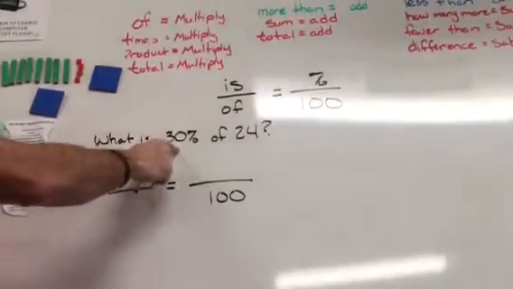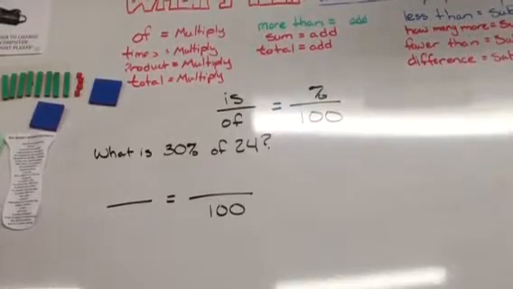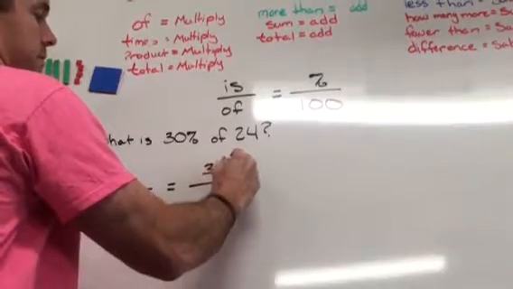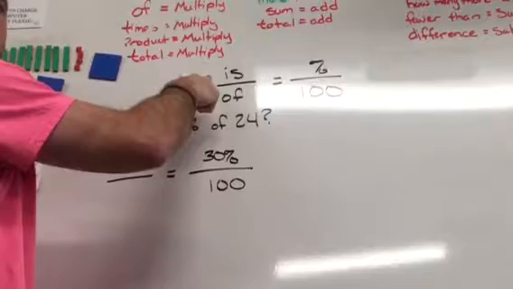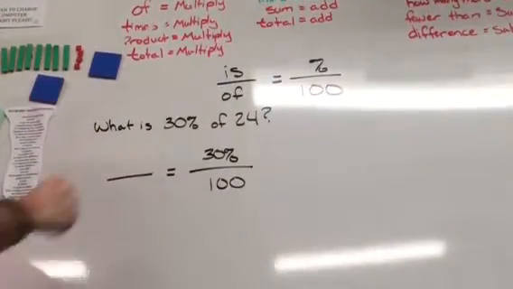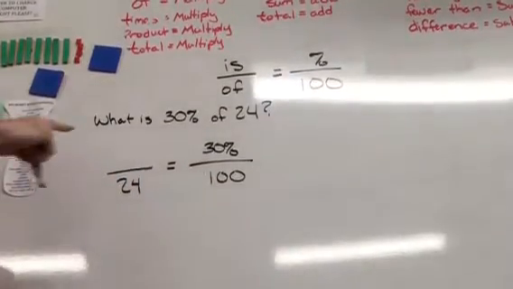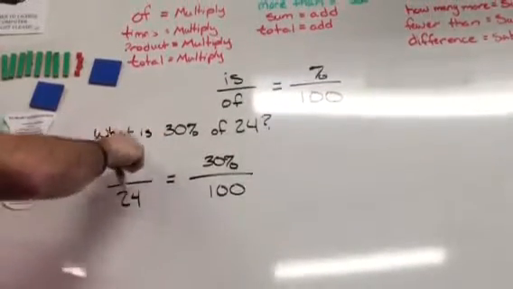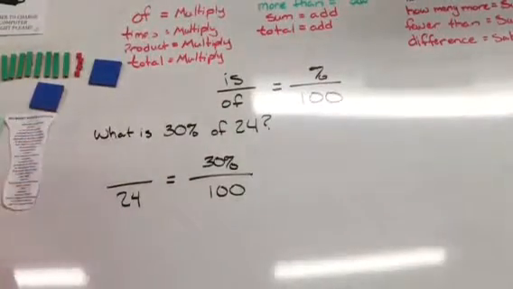Okay, so what is 30%? Where does percent go? Percent goes on top of 100. Okay, percent always goes over 100, so 30% goes right here. Of 24. The is is on top, and of is on the bottom. So of 24 goes where? Bottom. We're missing the is because it says what is. We know that it's 30% of 24, but we don't know what the is.